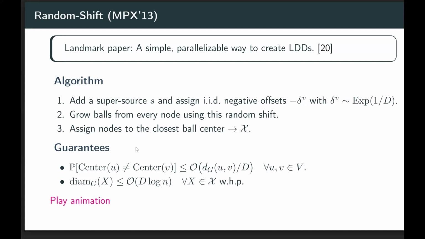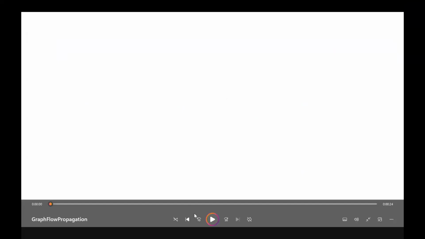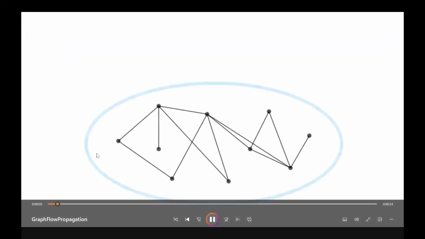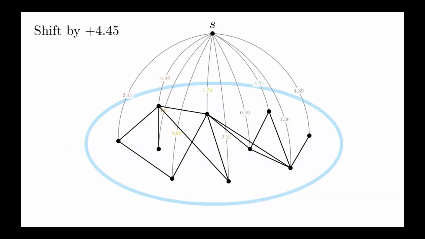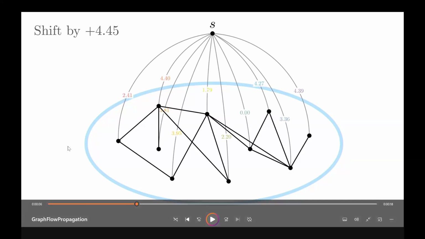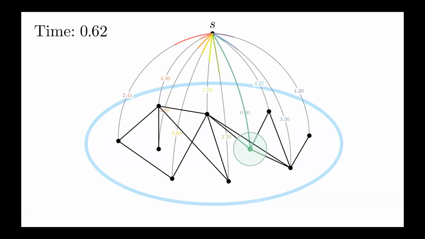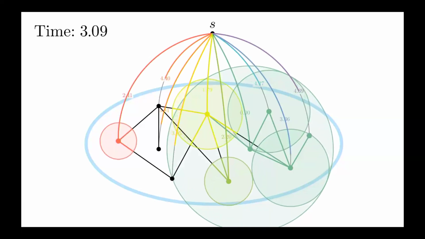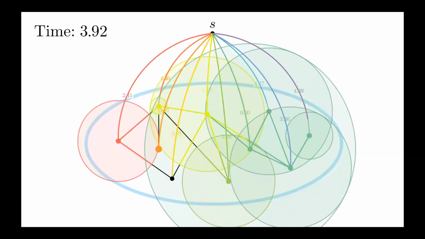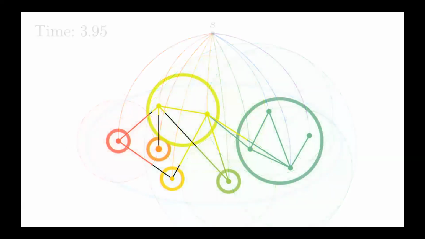I have an animation for this. Okay, good. I showed it before. So here we go. We have a graph. We add a supersource S. We connect with negative exponential offsets. We make them positive just for the animation, and also if you implement it. Then we start from there, filling the graph with BFS, and we start growing the balls, and then this becomes its own cluster in the end. If you abstract away, this is its own cluster.